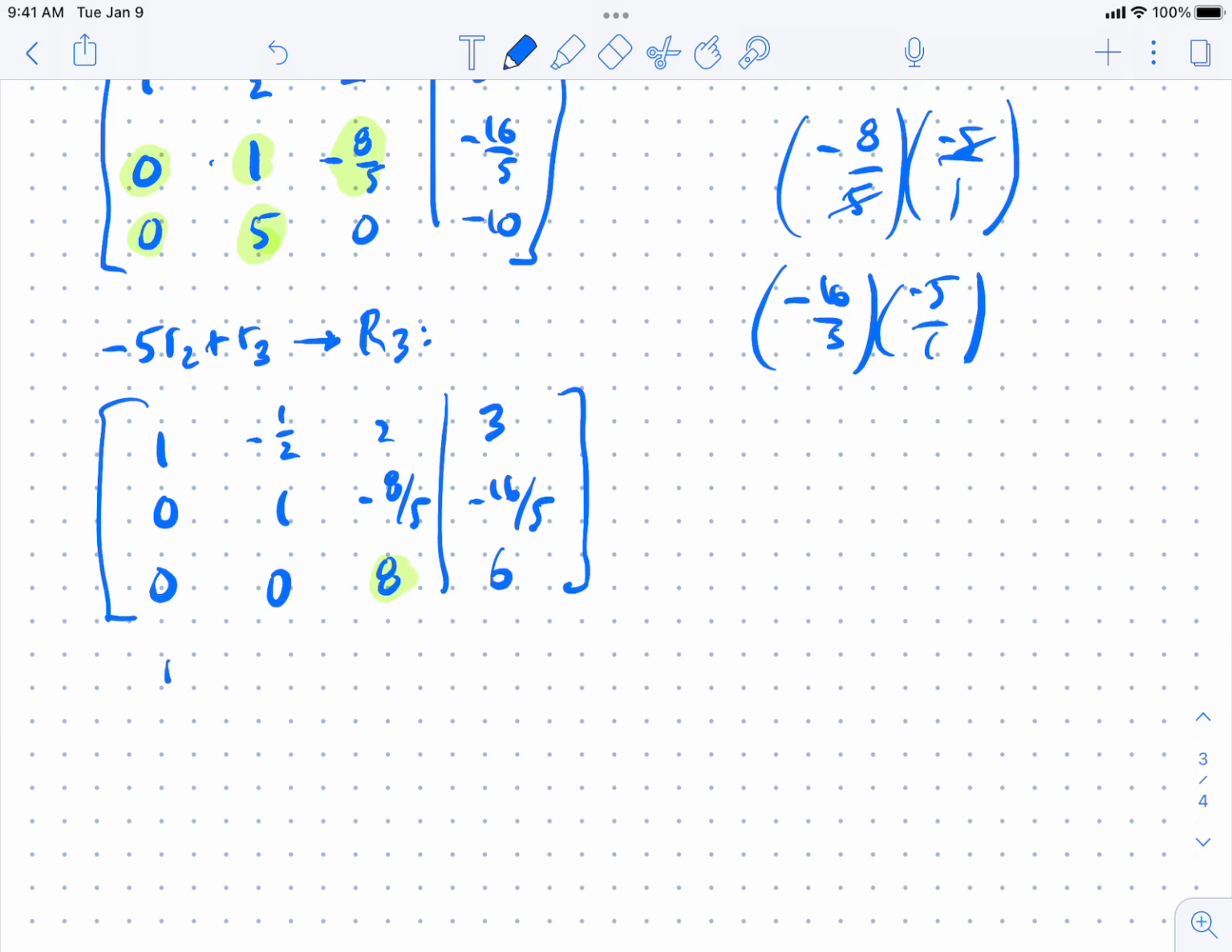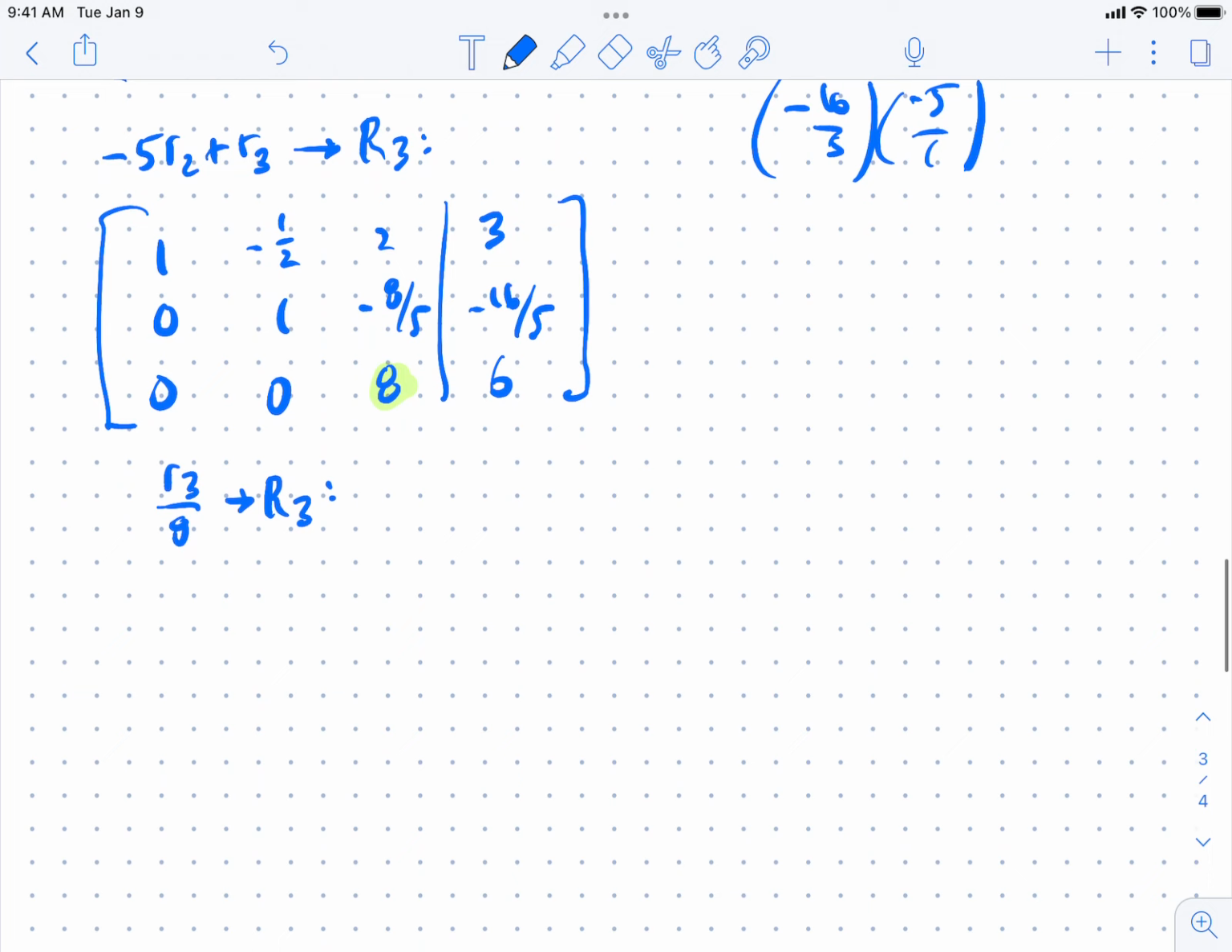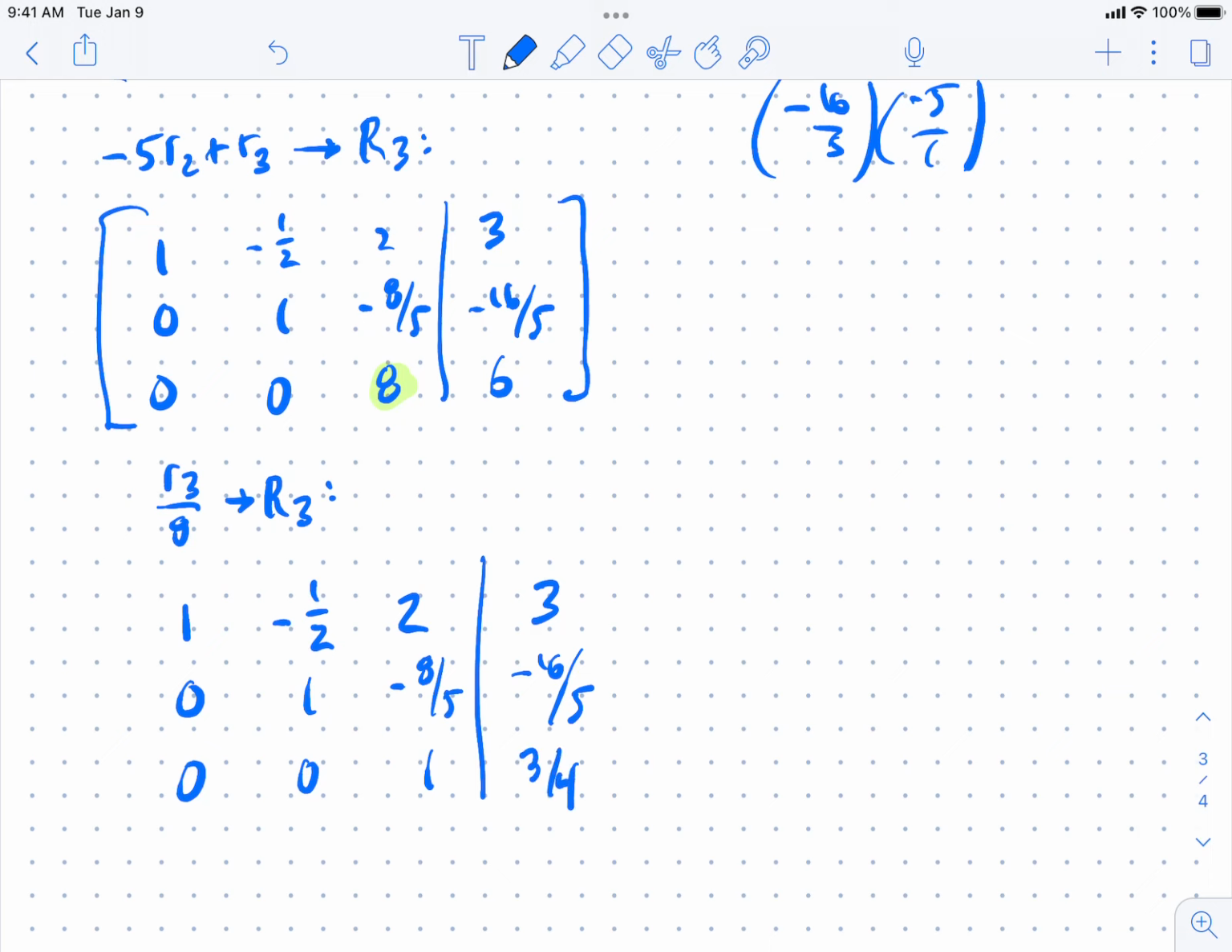That's where you simply take row 3, divide it by 8, and call that the new and improved row 3. We are almost at row echelon form. Let's see what we got here. This row stays the same. This row stays the same. And this row is being divided by 8. 0 divided by 8 is 0. 0 divided by 8 is 0. 8 divided by 8 is 1. And 6 divided by 8, might as well reduce. It's 3/4. Row echelon form. That's a good place to be.